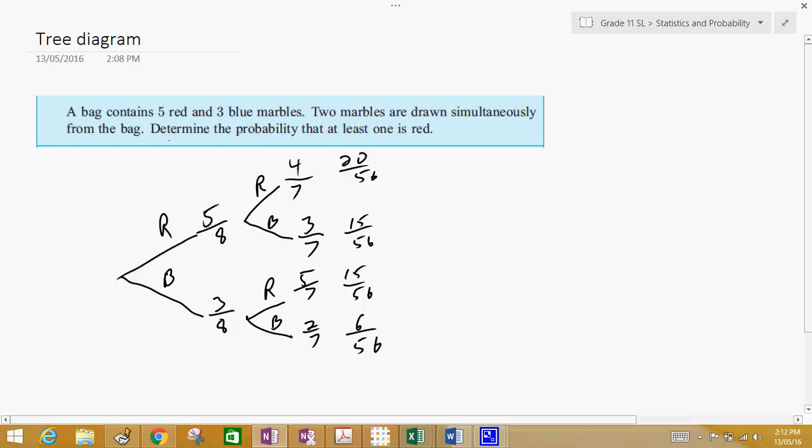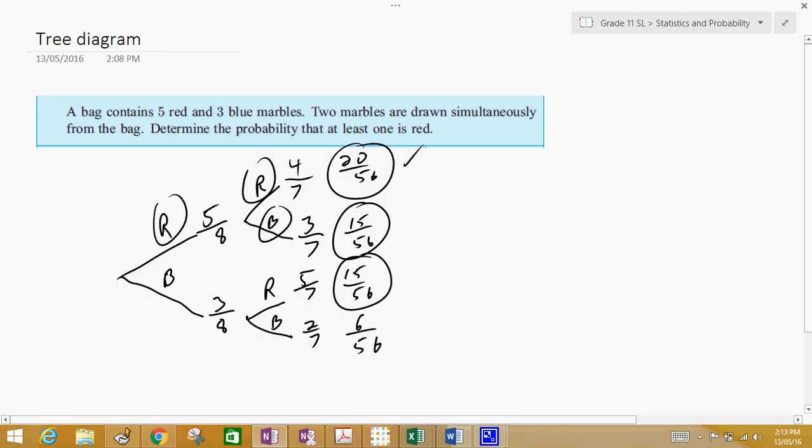Now, what's the question say? Determine the probability that at least 1 is red. Well, this one, at least 1 is red. This path here, at least 1 is red. There's a blue and a red. This one, there's at least 1 red. There's a blue and a red. And this one, well, there is no red. So this has at least 1 red, this has at least 1 red, and this has at least 1 red. So we could add them together. 20 over 56 plus 15 over 56 plus 15 over 56, which is equal to 50 over 56.